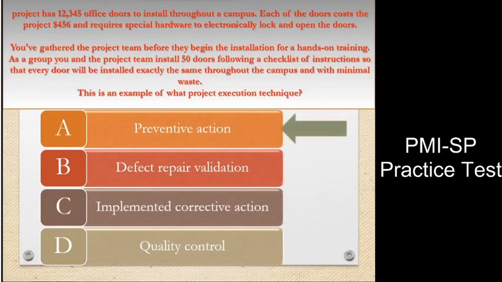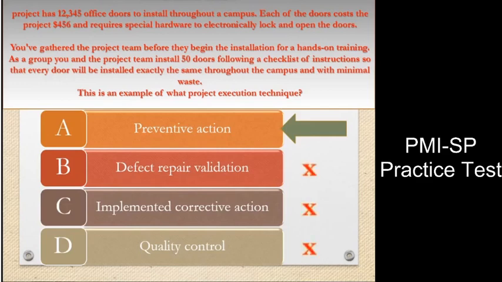Answer. A. Explanation. This is an example of a preventive action as you're working with the team before they install the doors to train them on the installation. The checklist is a quality control tool, but the question was asking for a project execution activity. Preventive and corrective actions are part of project execution.